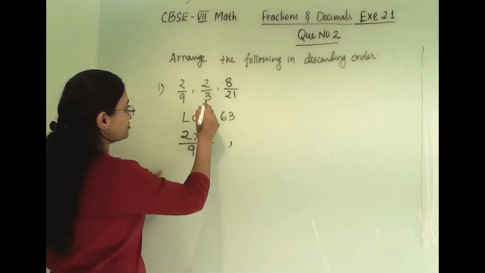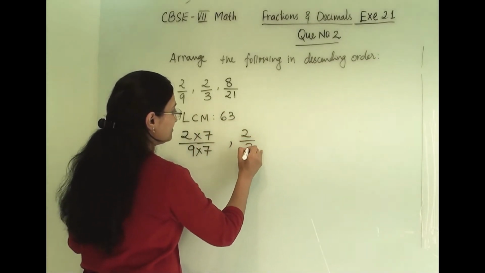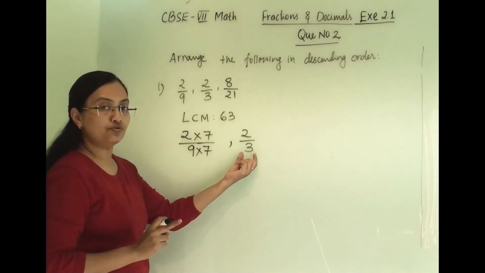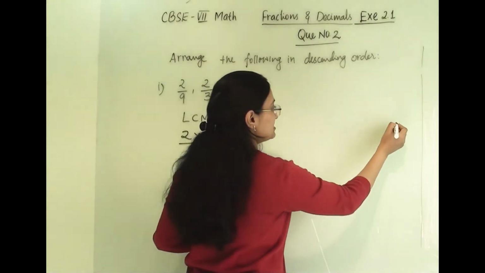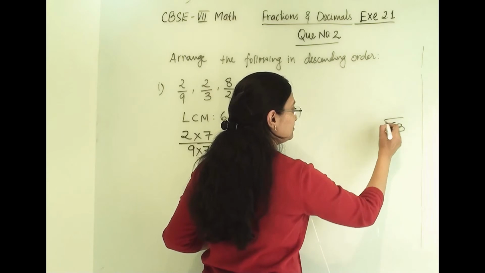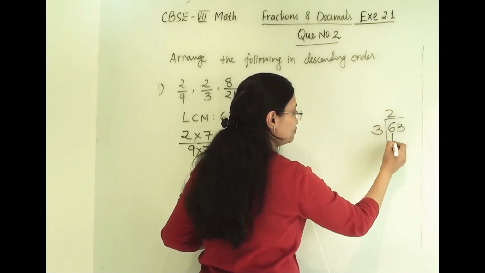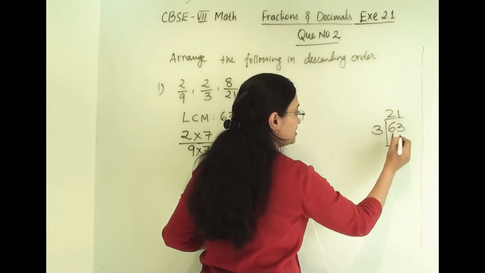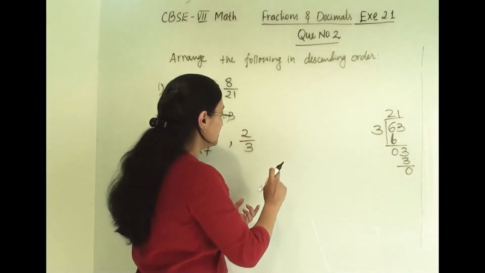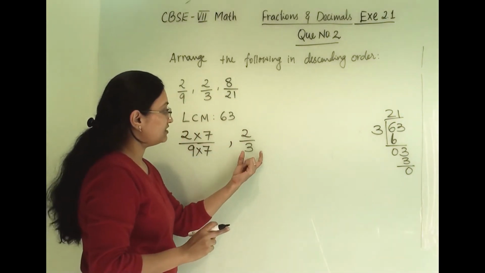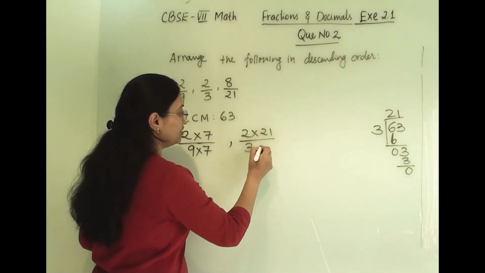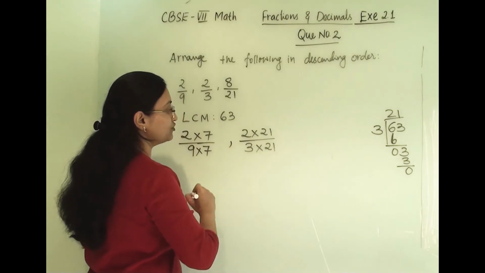Now second fraction, 2 by 3. So 3 we have to convert into 63. If we do not know the number, then simply we will divide 63 by 3. So we will get 21. So 21 is the number. When we multiply with 3, we will get 63. So let us multiply 21 in numerator and denominator.